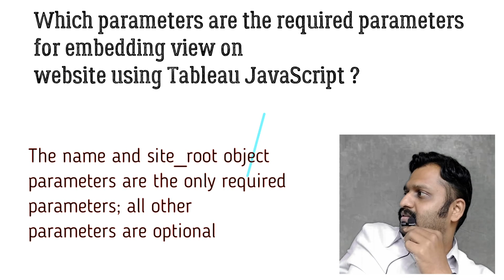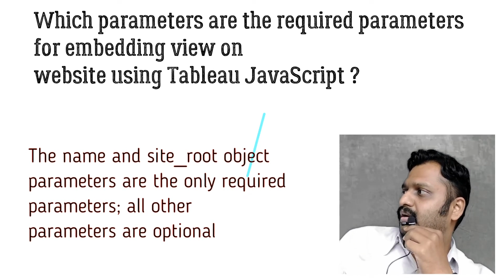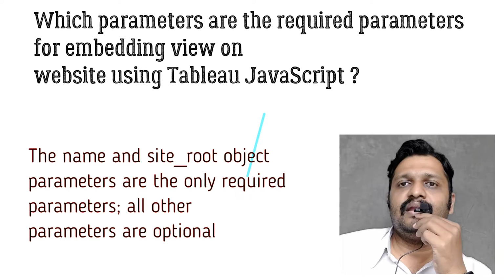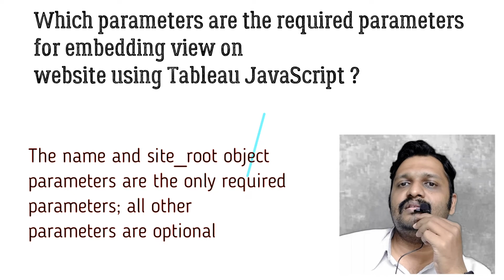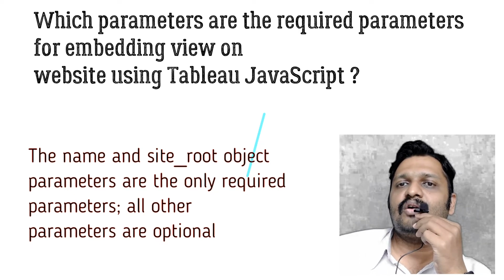Which parameters are the required parameters for embedding a view on a website using Tableau JavaScript? The name and site root object parameters are the only required parameters. All other parameters are optional.